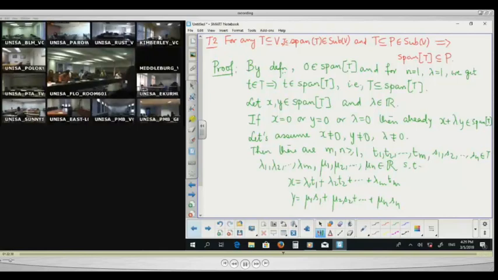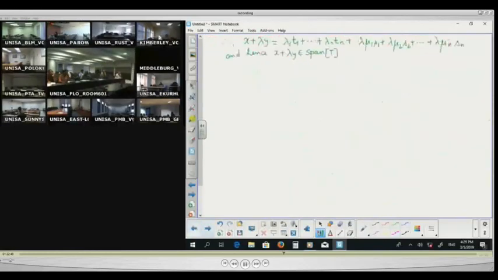All of them are coming from T, so it's an n plus n scalar combination of members of T. So therefore this becomes a member of span of T, right? Immediate. All right. So span of T is a subspace.